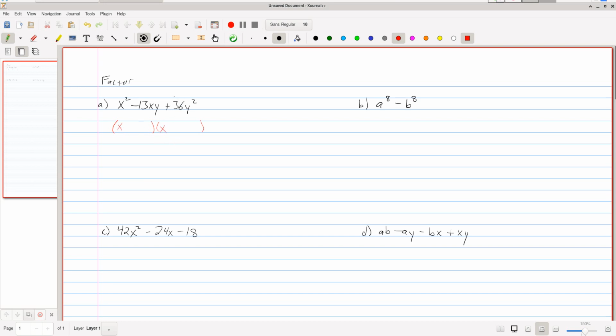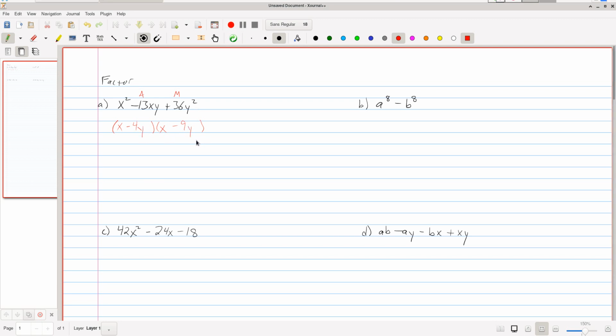Then we're looking for two numbers that multiply to 36 and add up to negative 13. So negative 4 and negative 9 do this. However, this doesn't account for the y squared. So this must come from negative 4y times negative 9y.